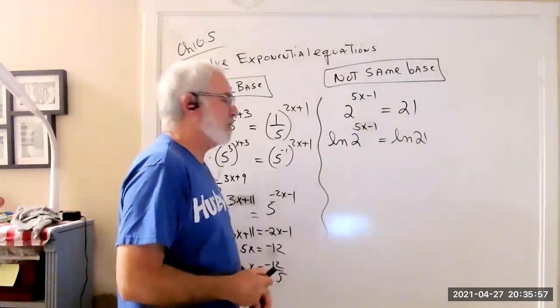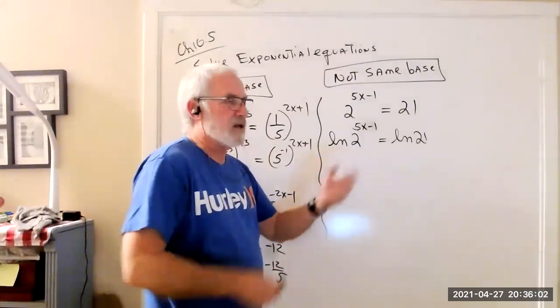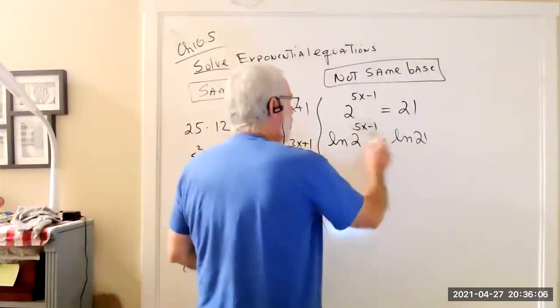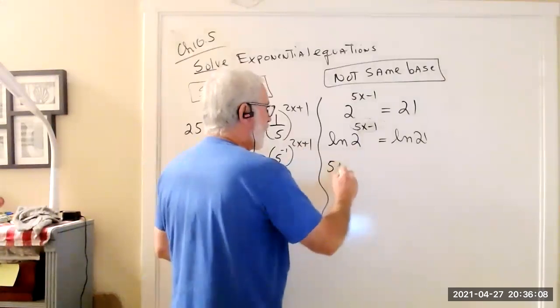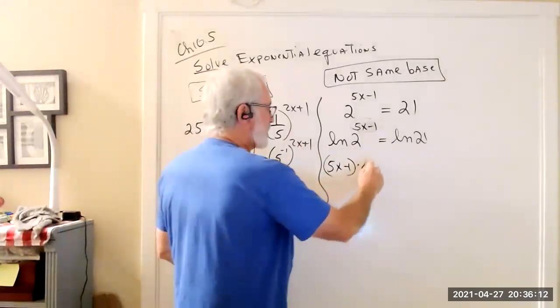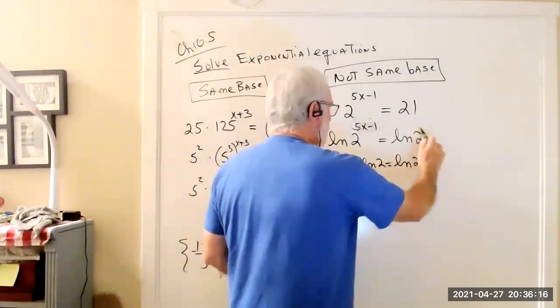Take the natural log of both sides. Now remember, the natural log, the ln, is just a log. So you can use your log laws to bring the power out front. Remember, that's a power times the ln of 2 equals the ln of 21.